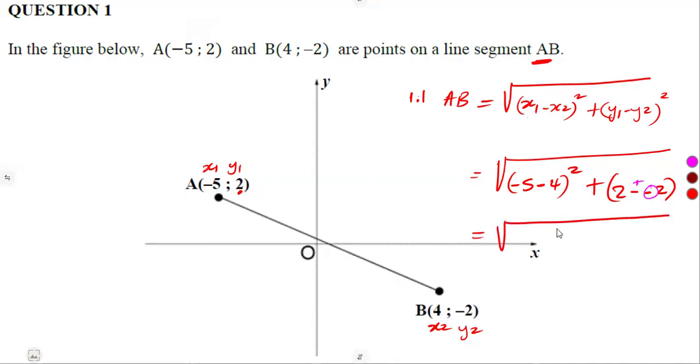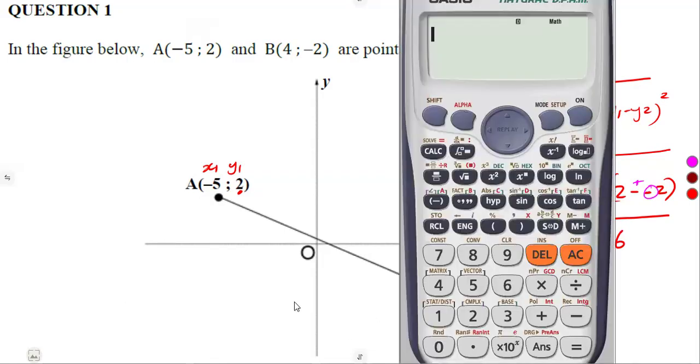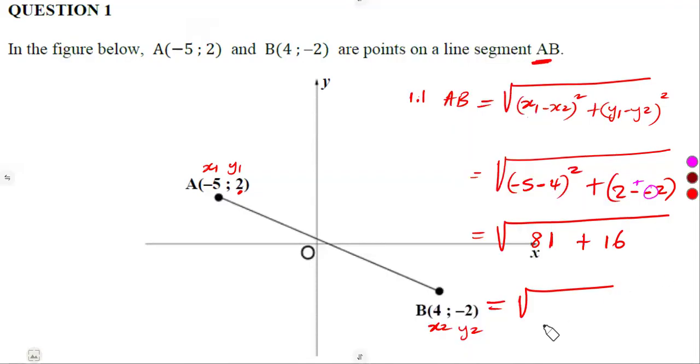So that was going to give us the square root of negative 9 squared, which is 81, plus 2 plus 2, which is 4 squared, and that's 16. All right, so adding these two, 81 plus 16. All right, let's see what we are going to have there. That is 97. So that was going to give us the square root of 97. That is it. So I've got the length.